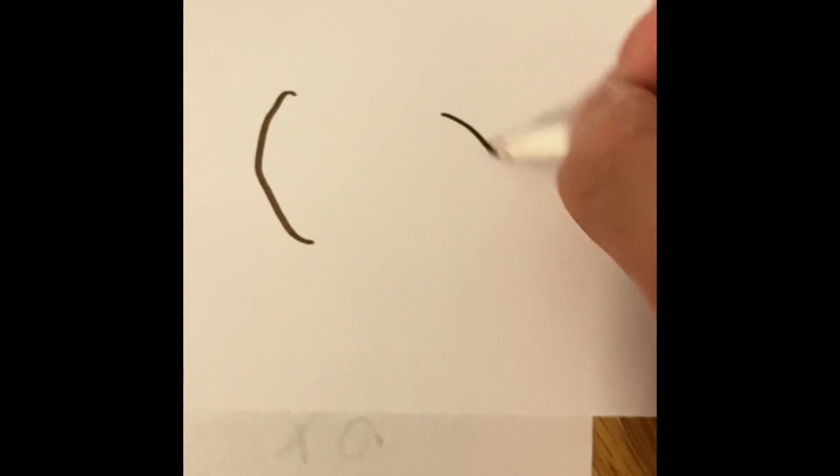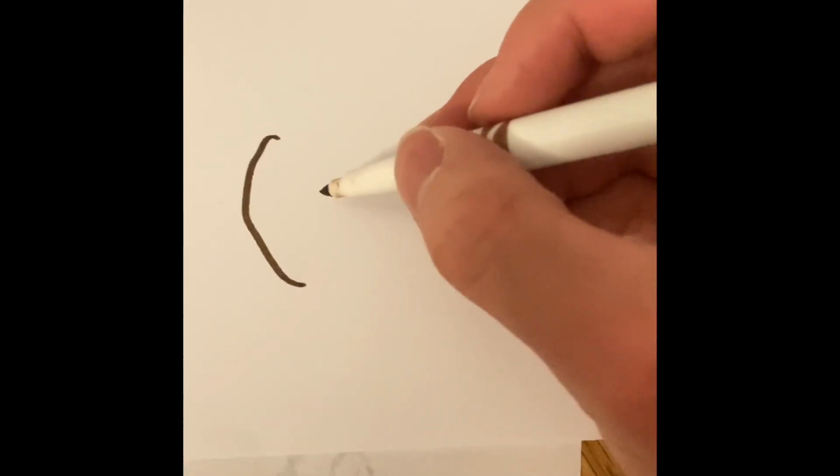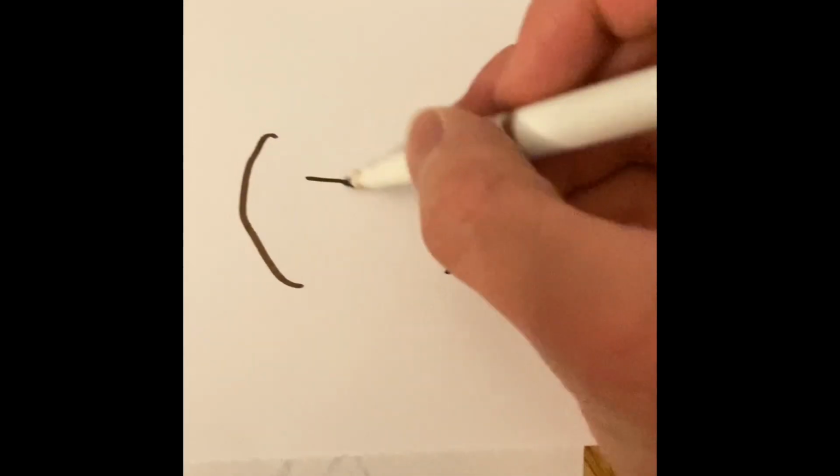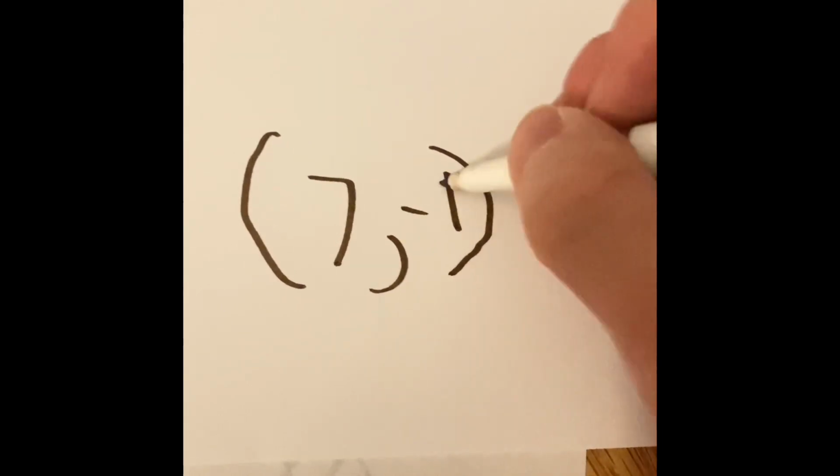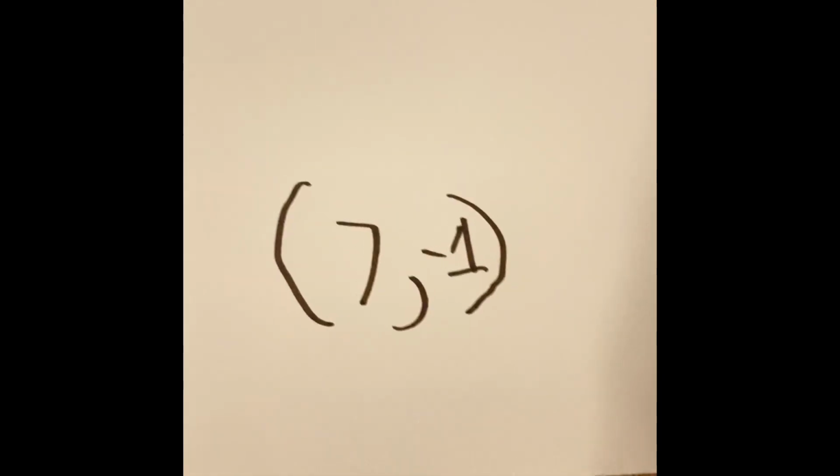We're going to have negative 1. We're going to add the parentheses, we're going to have 7 comma negative 1 as our point. So the next thing we gotta do is fact check again.